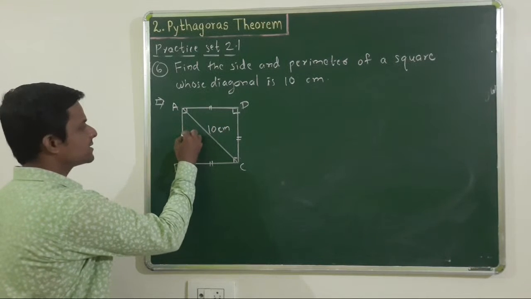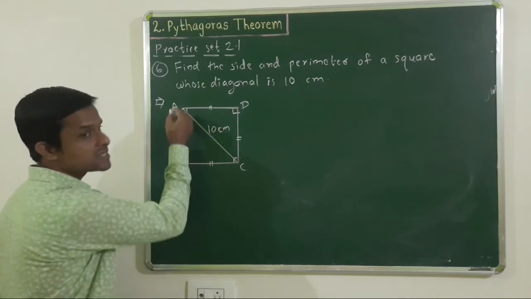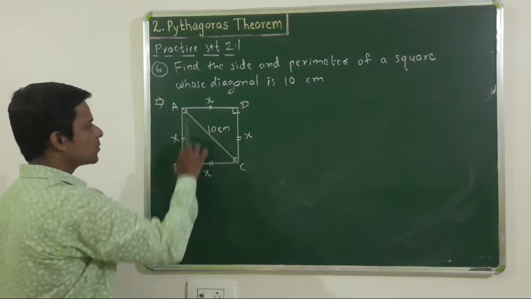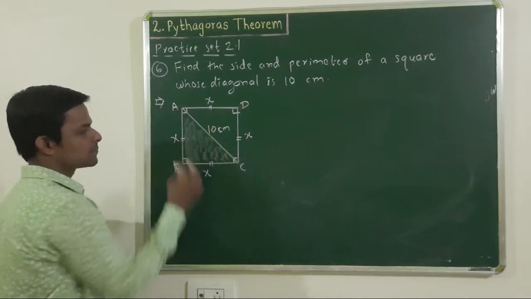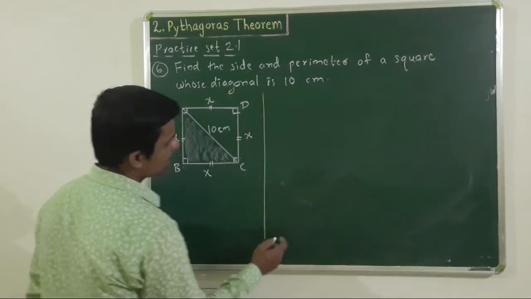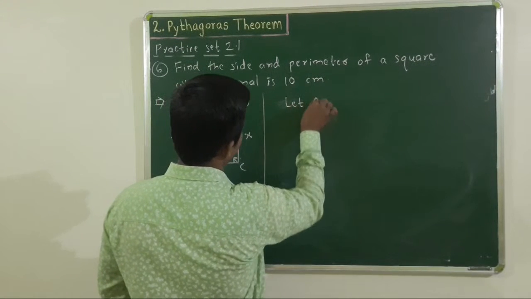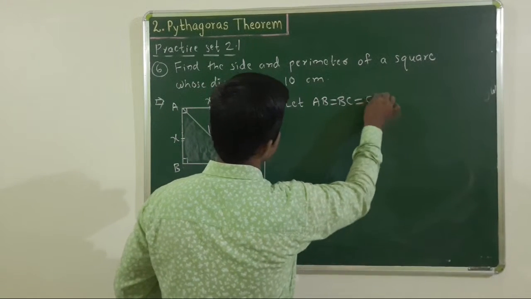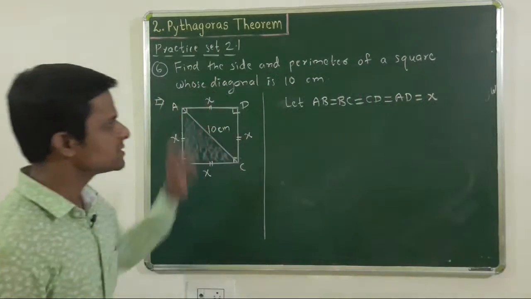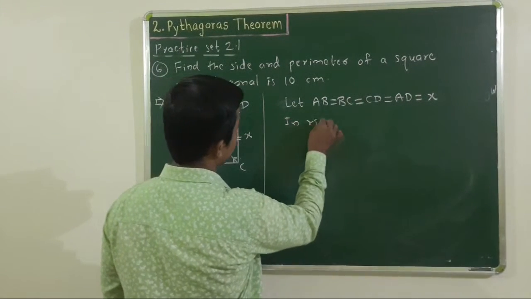If you can find side, then perimeter will be addition of all the four sides. Suppose side of this square is x, means AB is x, BC is also x, DC will be also x, and AD will be also x. Now observe this triangle, which is obviously triangle ABC, a right angle triangle. Now solution: let AB is equal to BC is equal to CD is equal to AD is equal to x. Quadrilateral ABCD is a square in which all the four sides are x.